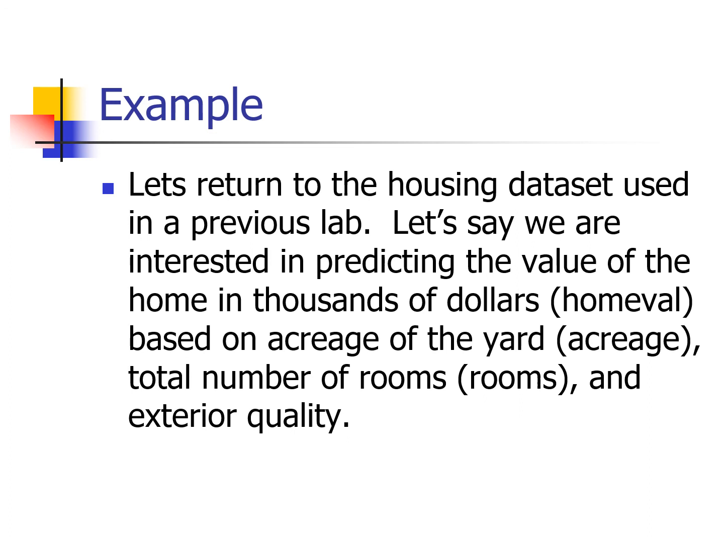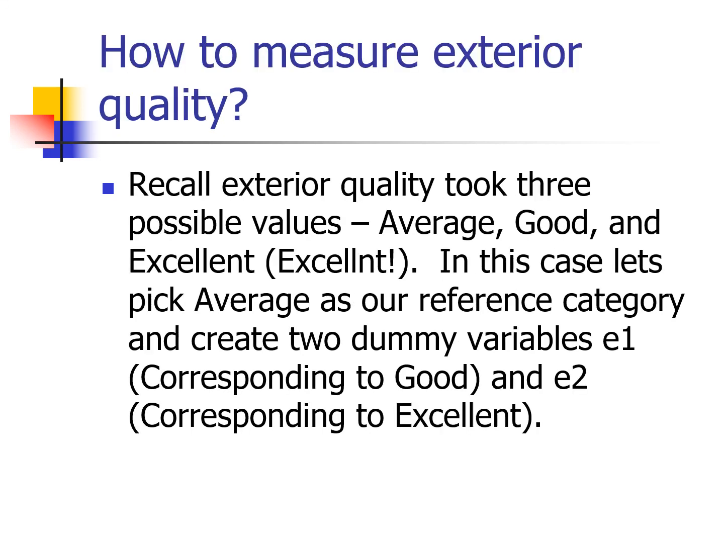So let's go back to the housing data set. We used it in a previous lab. It's the one I referenced at the beginning of this lecture. It's the one where we're interested in predicting the value of a home in thousands of dollars. That's our Y variable, called home val, based on the acreage of the yard, total number of rooms, and the exterior quality, which was a categorical variable that had 3 options: average, good, and excellent. We even had that cute little typo in the data set that made it hard to recode the variable.